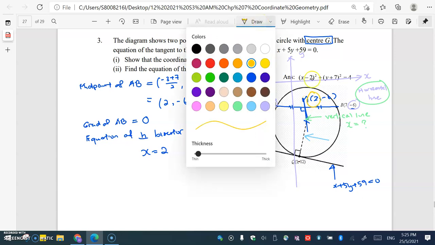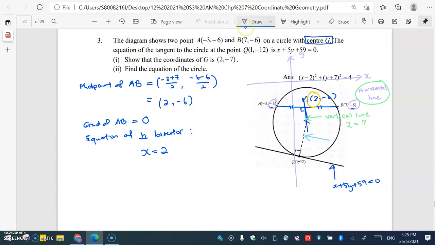Any point on this vertical line will be x = 2. So the equation of the perpendicular bisector is x = 2. And now the problem is how to find the equation of this dotted line. To find the equation of a line, we need a point and a gradient. How to find the gradient?